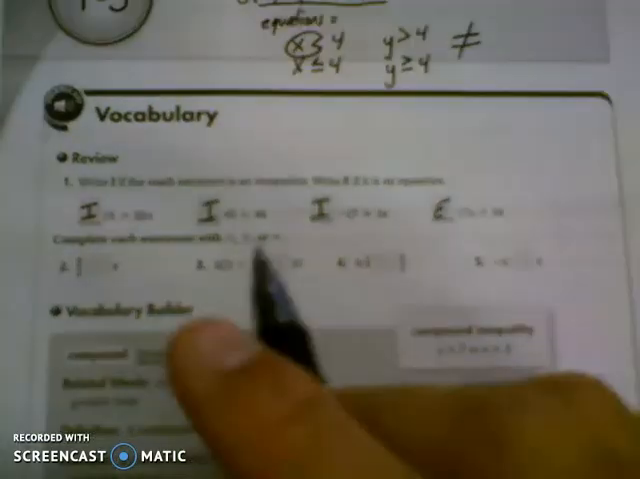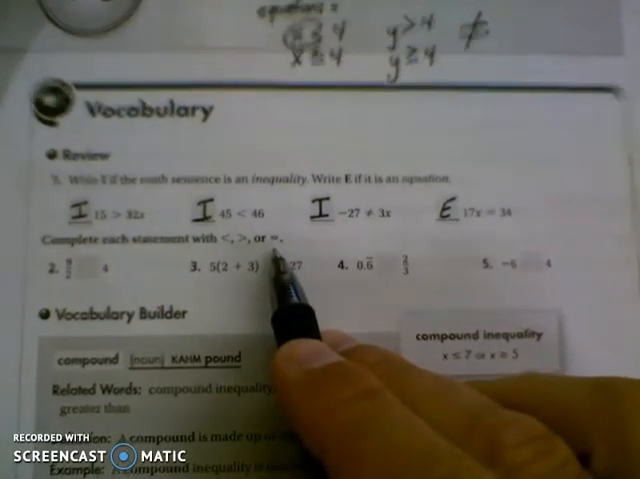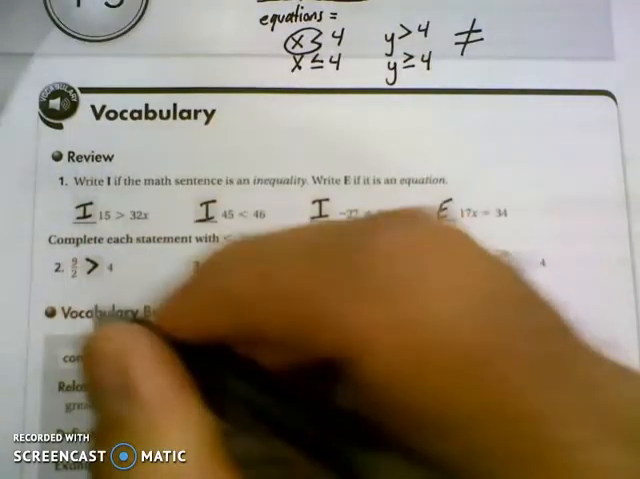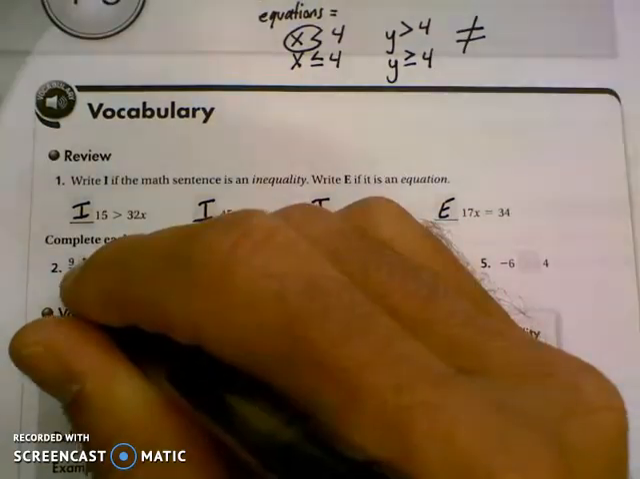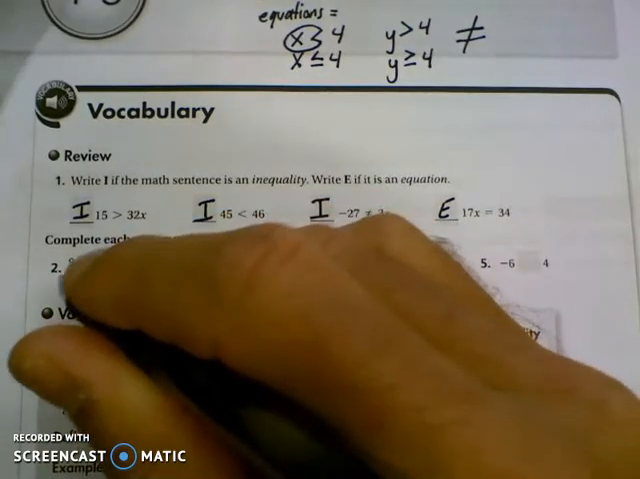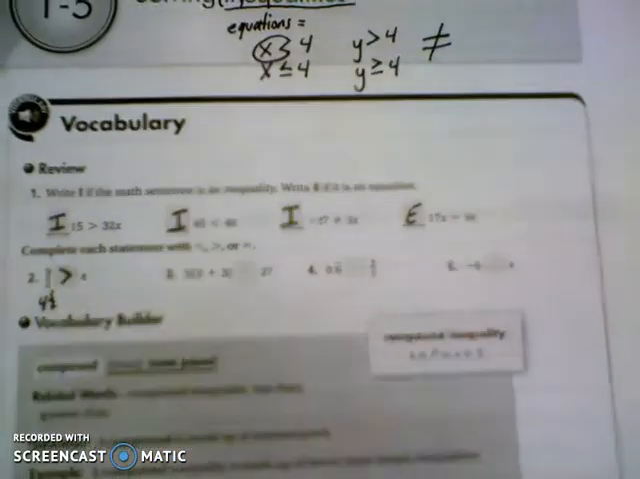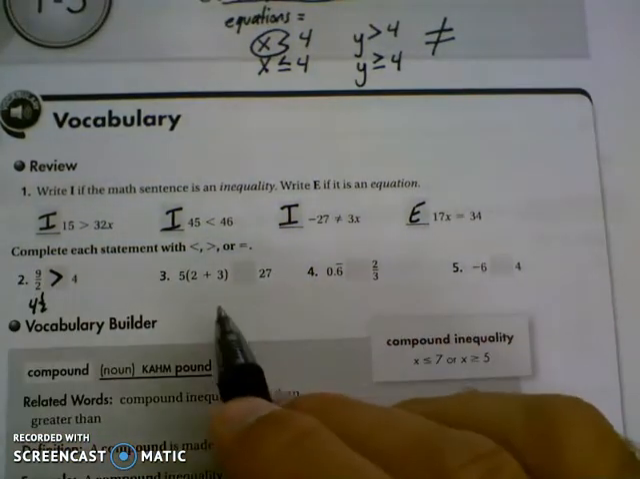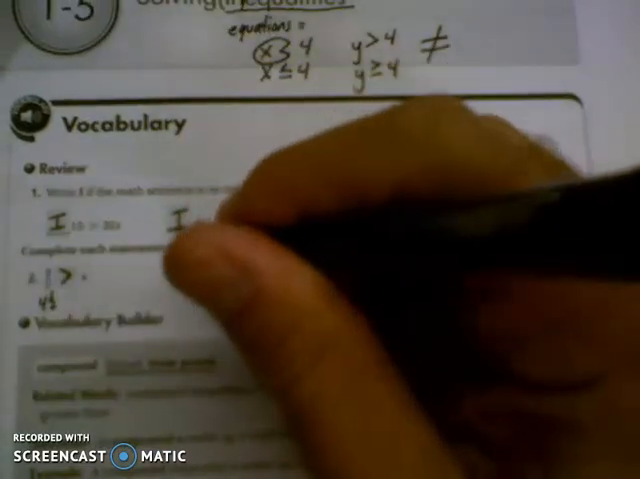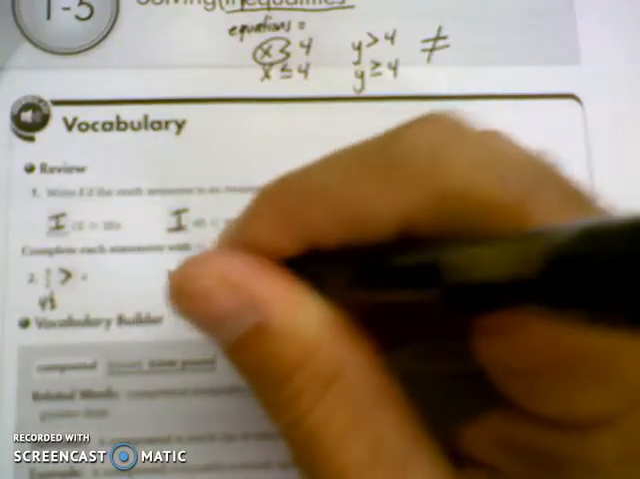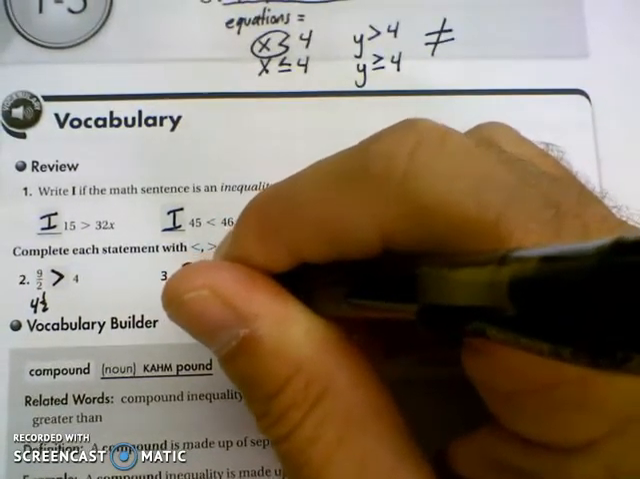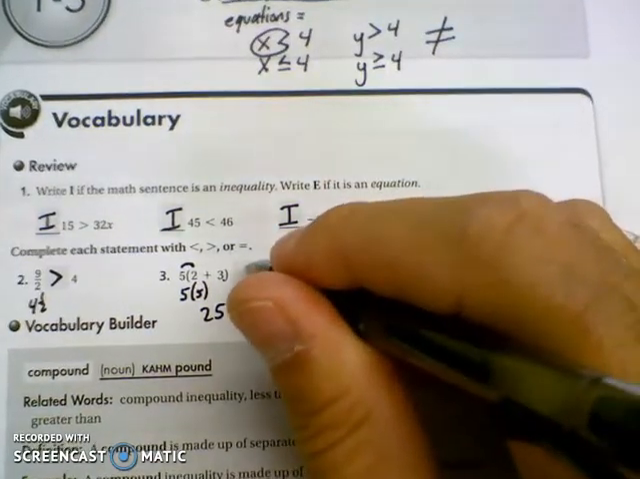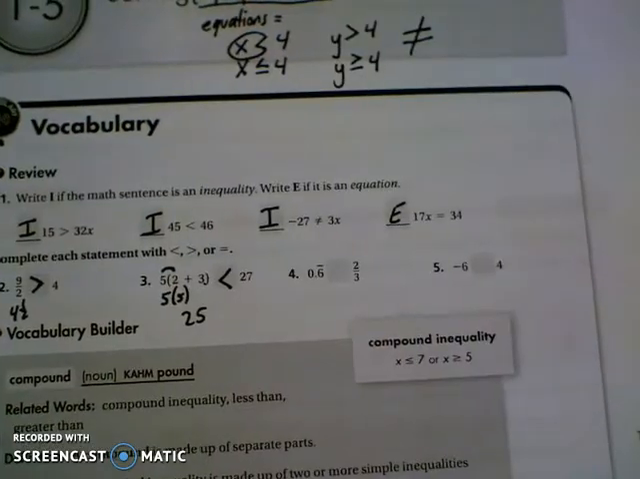Number 2, complete each sentence with a less than, greater than, or equal to. So this is going to be greater than. If you divide 9 divided by 2, you get 4 1/2. So 4 1/2 is bigger than 4. Remember, you can solve any kind of fraction by dividing on your calculator. Now you just have to distribute this. So 2 plus 3 is 5. So 5 times 5 is 25. 25 is less than 27. So the arrow goes that way.